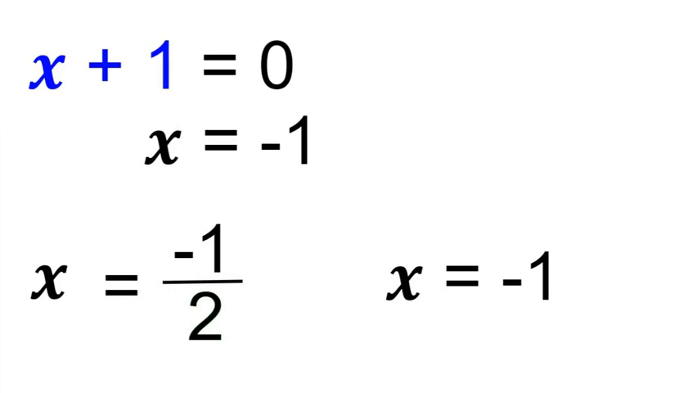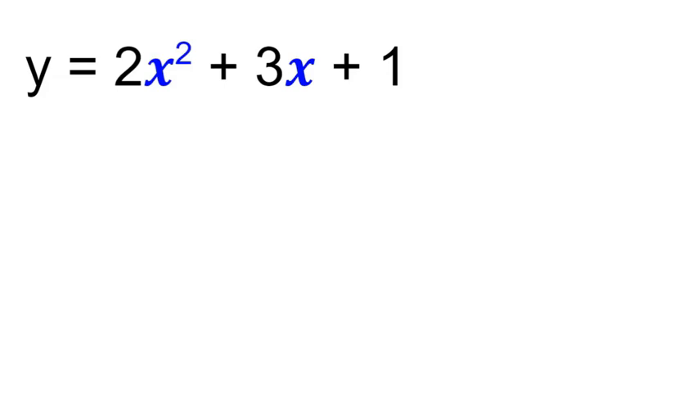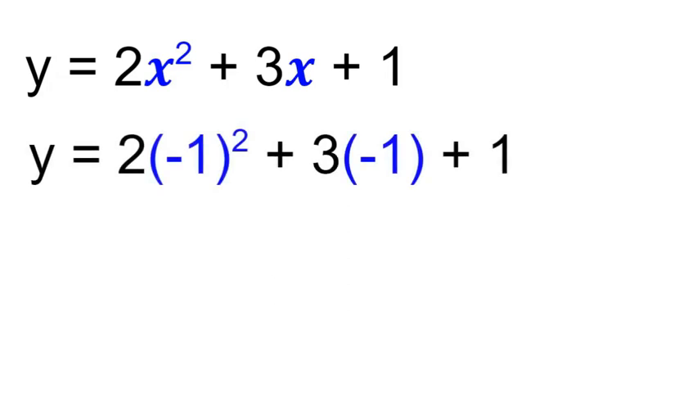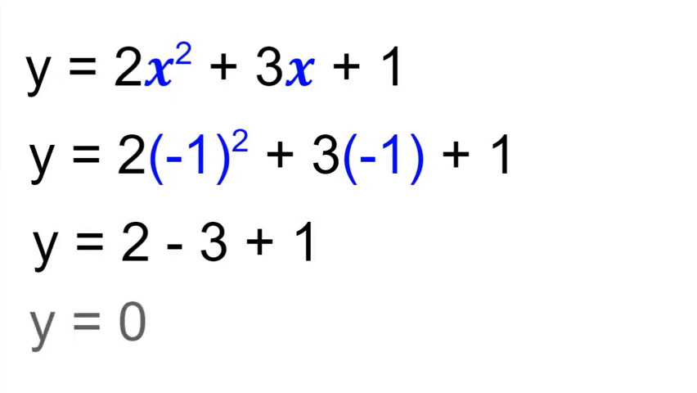Now to check, we can simply take one of our x values and substitute it into the equation. So y equals 2x squared plus 3x plus 1. Instead of writing x, we can write negative 1, which is our x-intercept. And then when we simplify this, negative 1 squared is 1, times 2 is 2, 3 times negative 1 is negative 3, and then the 1 just comes down. And this gives us y equals 0. So we know for sure that negative 1 is our x-intercept. Now if you want, you can check both of the roots, but for now, we can say that negative 1 and negative 1 over 2 are the roots or the solution of this quadratic equation, y equals 2x squared plus 3x plus 1.